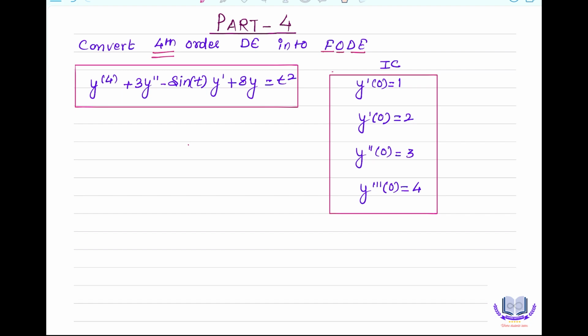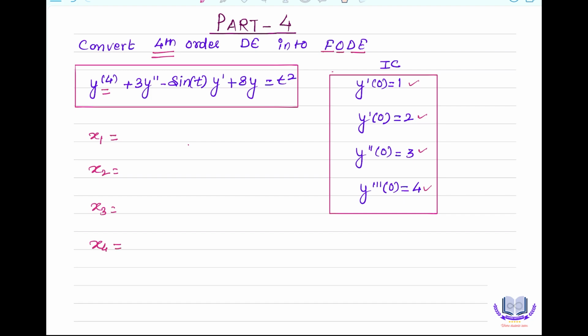And what are the initial conditions given? These are the initial conditions given. What we have to do now, we have to change it into first order. So again, what will be our criteria? Since fourth order is given, we will introduce four variables x1, x2, x3 and x4. In my previous video, I have explained how we can convert it.